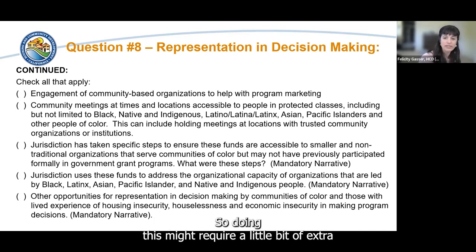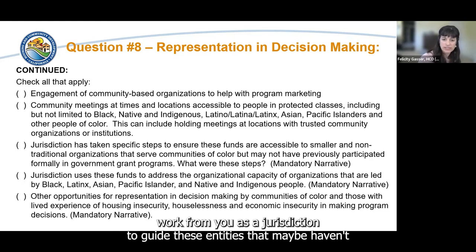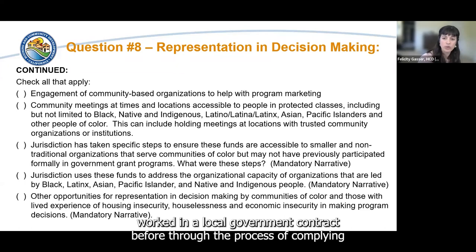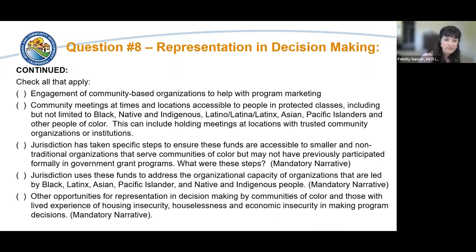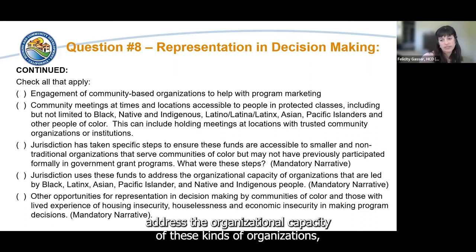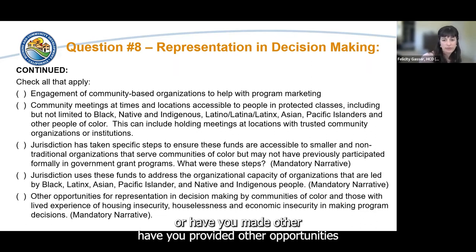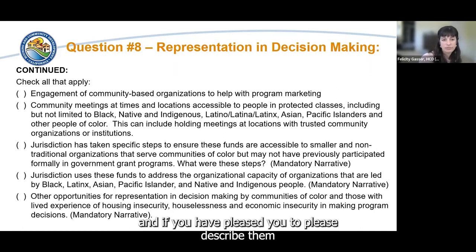So doing this might require a little bit of extra work from you as the jurisdiction to guide these entities that maybe haven't worked in a local government contract before through the process of complying with federal cross-cutting requirements. So if you've done this, what steps have you taken? Have you used your funding to address the organizational capacity of these kinds of organizations, or have you provided other opportunities? And if you have, please describe them.